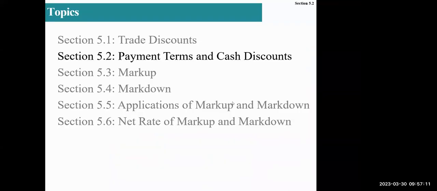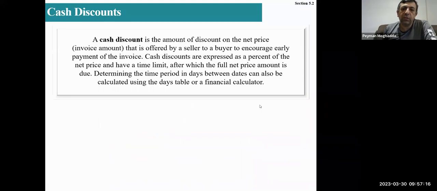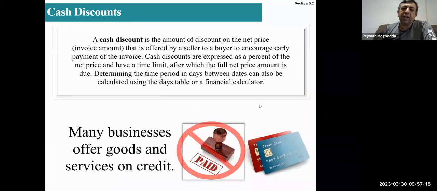All right, today we're going to discuss payment terms and cash discounts. A cash discount is the amount of discount on the net price invoice amount that is offered by a seller to a buyer to encourage early payment of the invoices. Cash discounts are expressed as a percent of the net price and have a time limit, after which the full net price amount is due. Determining the time period in days between dates can also be calculated using the day table or financial calculator. Okay.